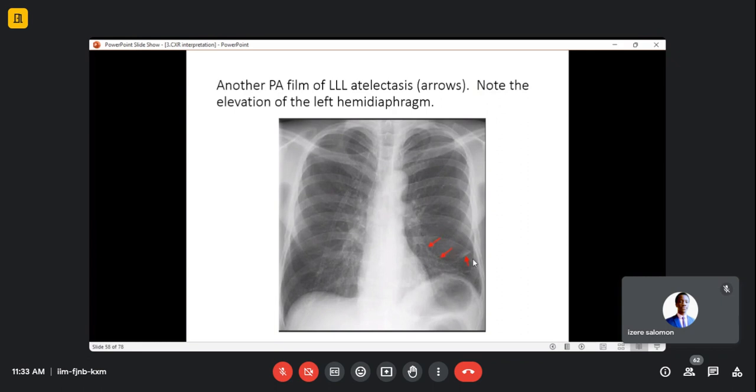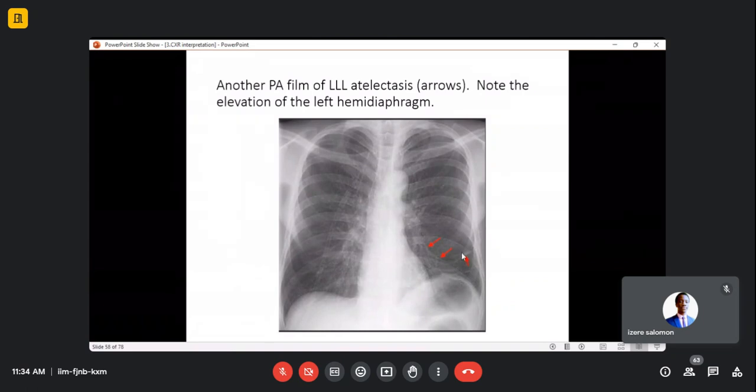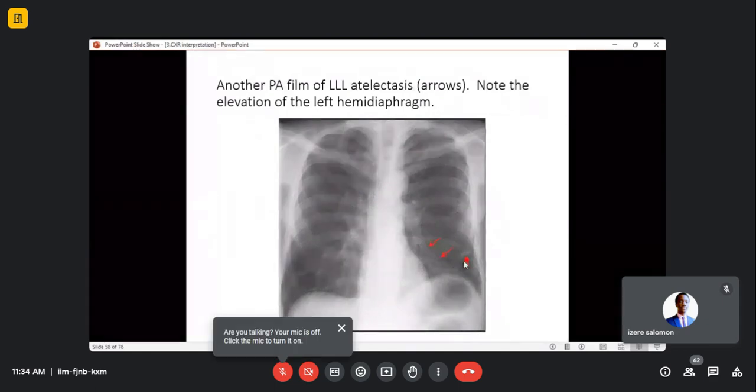If they didn't put these arrows, it should have been difficult for you to know that there is an opacity here. But we have a direct sign. This is a very important sign. And this is a fissure also. You remember the oblique fissure is like this normally, but it has come down. That's what I want to show, that the fissure has been pulled down. The fissure has been pulled down by this collapse.